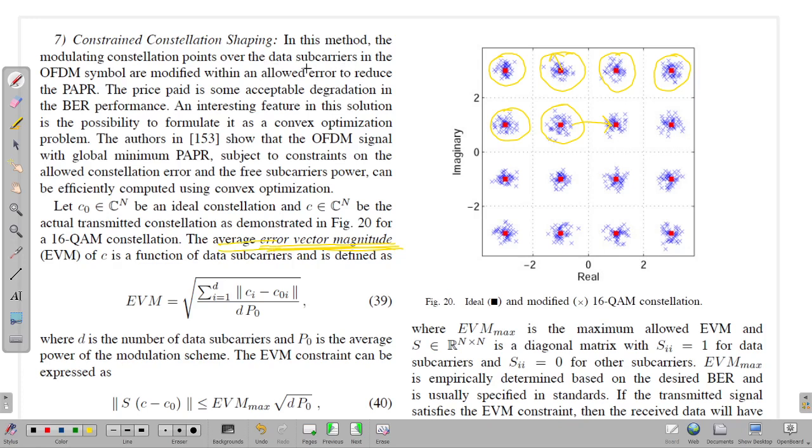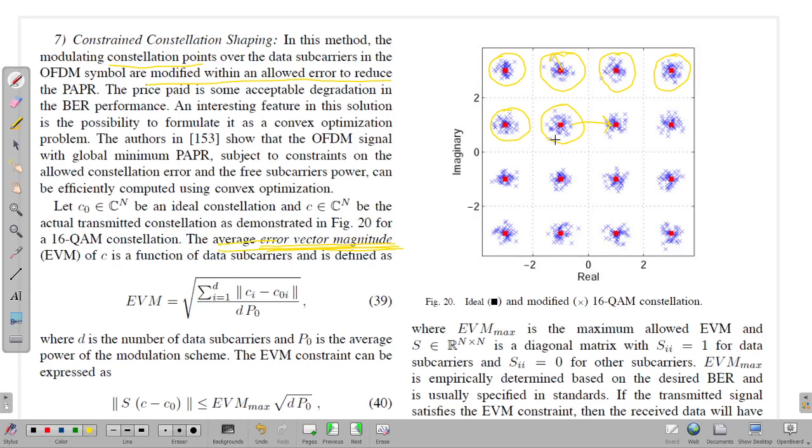So you can see what's written here. The constellation points are modified within an allowed error. If you change the ideal constellation point, there is some error, but it is allowed to vary within an allowed error, which is the average error vector magnitude. So that is acceptable, but it should not go beyond that. And you see the advantage of this. All the constellation points in this constellation have the freedom to change their value. They have the freedom to modify.